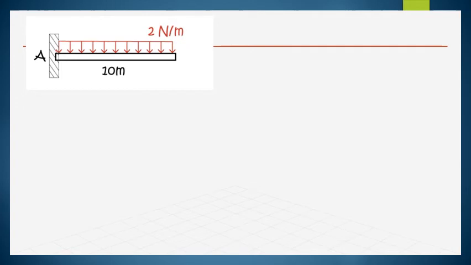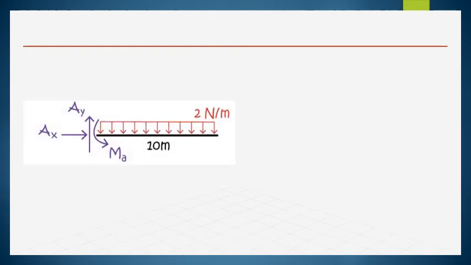So just to show how to calculate the total intensity of the load if it is given. Here you can see the example of UDL spread over a length of 10 meter of intensity 2 Newton per meter. So if we have to find out its resultant, I'm not going into details about it. We know that it is the cantilever beam, so there will be three reactions: vertical, horizontal, and the moment.